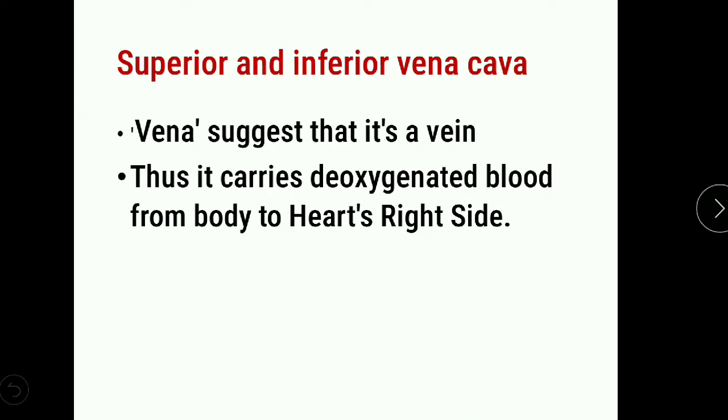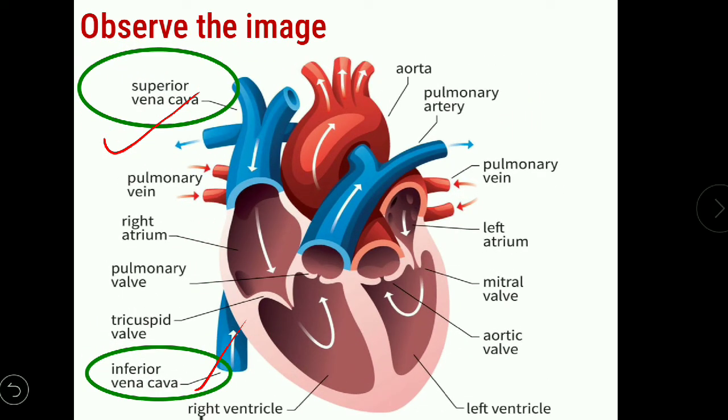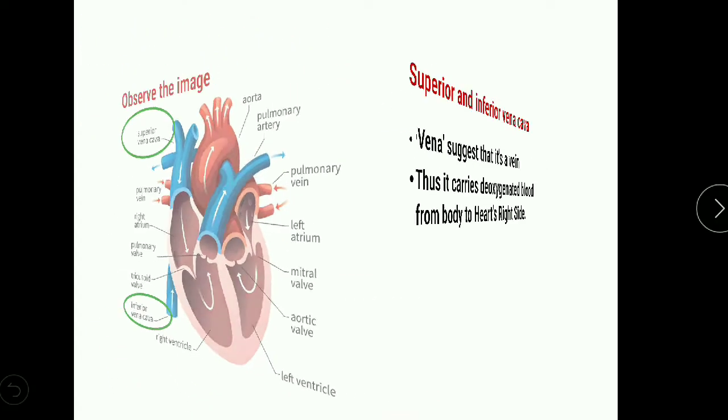As the name suggests, it is a vein. Vena means vein. Superior vena cava carries the deoxygenated blood from the upper body to the heart, and inferior vena cava brings the deoxygenated blood from the lower body to the heart.